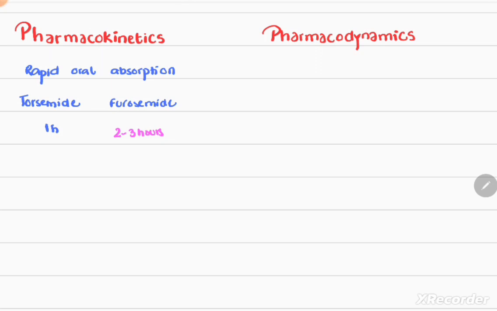The duration of action of torsemide is 4 to 6 hours, whereas the duration of action of furosemide is slightly shorter, and it lasts for around 2 to 3 hours. All these drugs are secreted into the proximal tubule, and from there they are excreted out of the body. So the excretion of these drugs is through the proximal convoluted tubule, from where they go out of the body.